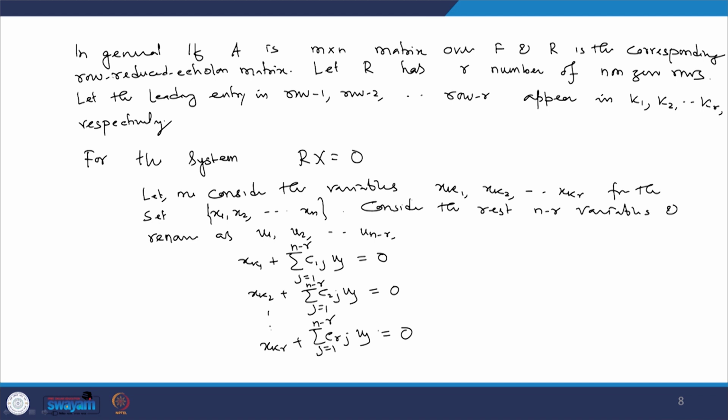So, I will have a new system here having r equations, and so I have n minus r free variables. Assigning any constant values to these n minus r variables, one can have a solution. This is for the homogeneous system; one can also generalize this concept for the non-homogeneous system.